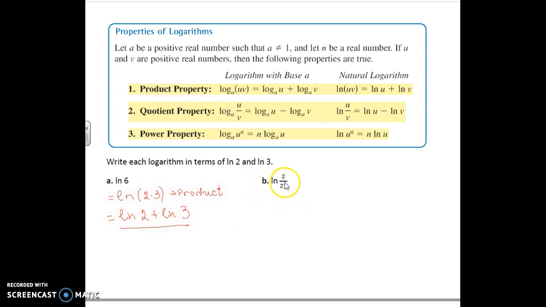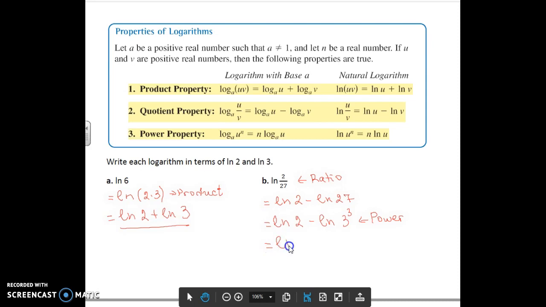In part B, we have the natural log of 2 over 27. I still don't see that log of 3, but I do see that I have a ratio. Ratio, quotient, same thing. So I can actually split this quotient into the difference of natural log of 2 minus the natural log of 27. Well, I need to have the natural log of 3. So let me go ahead and rewrite this as natural log of 2 minus the natural log of 3 cubed. Well, over here, I do see a power. That means I need to use the power property.